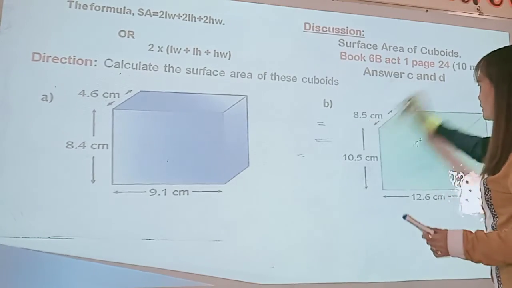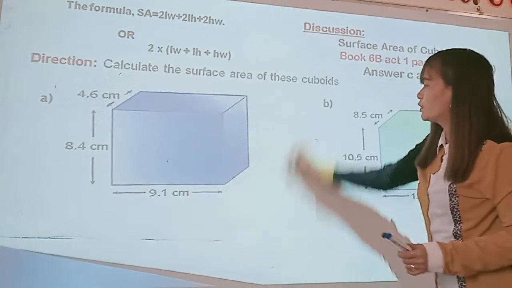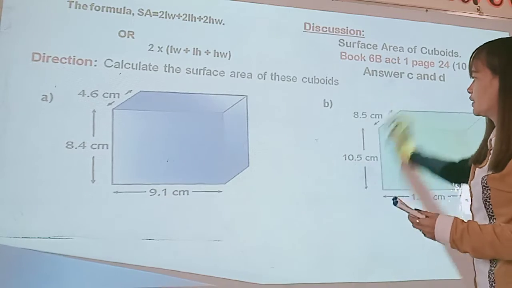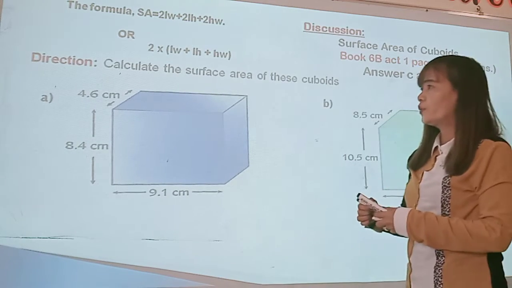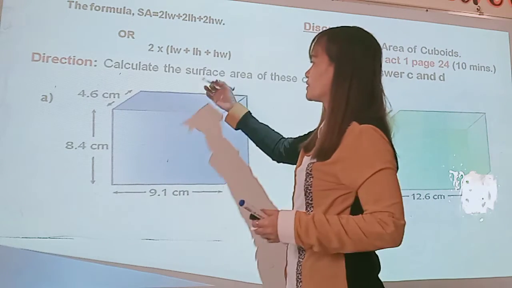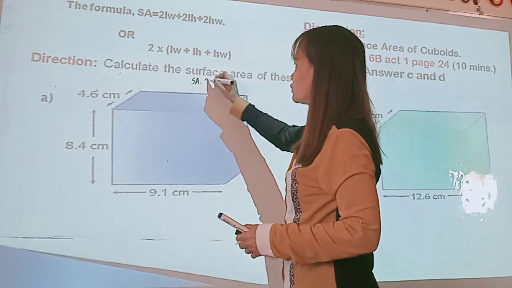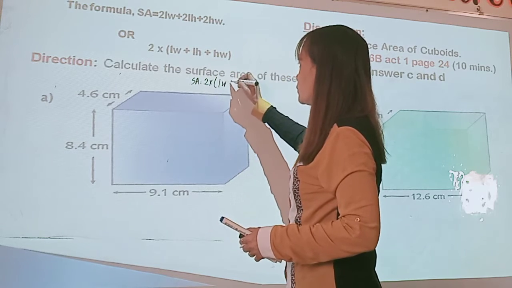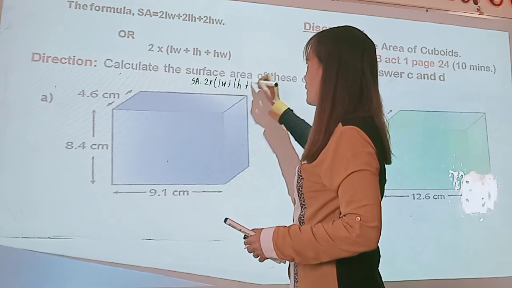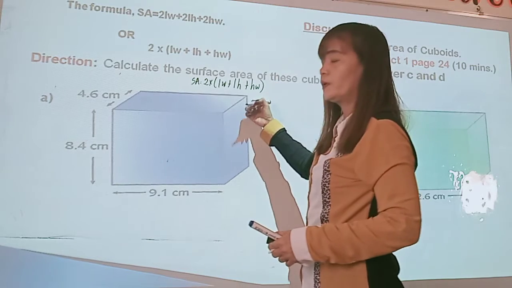Okay, let us answer activity number 1. Calculate the surface area of this cuboid. Okay, again class, we are going to use the formula for the surface area. Surface area is equal to 2 times the length times width plus length times height plus height times the width. Okay, so let us do it now.